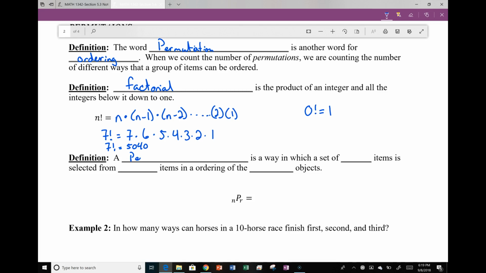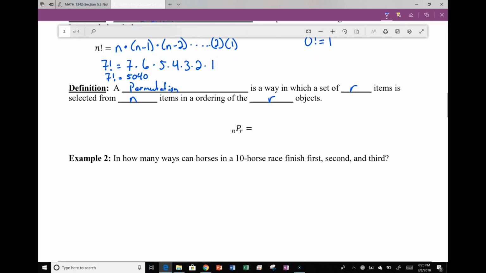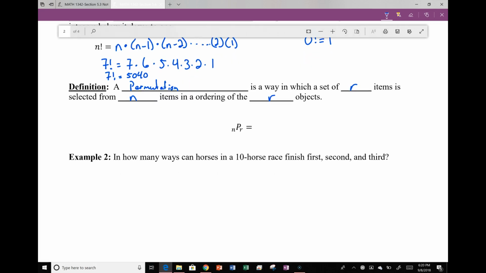So a permutation is a way in which a set of R items is selected from N. Remember, this is my sample size. And we're going to order the R objects. The notation is nPr.